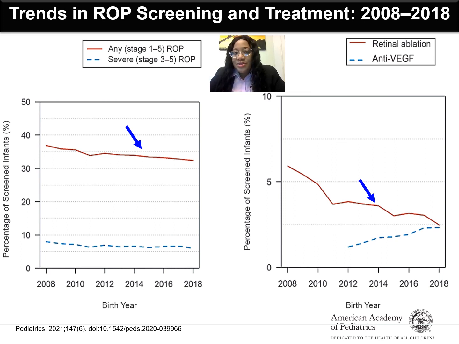It is interesting to note in the study that despite increased ROP screening over time, from 89% in 2008 to 91% in 2018, about 10% of infants were not screened. And so this does represent an opportunity for improvement in healthcare delivery.